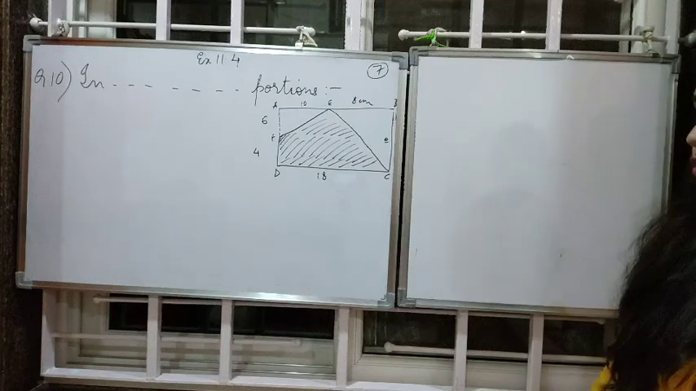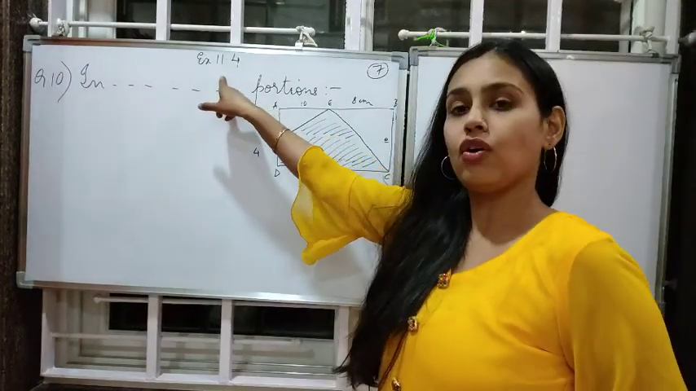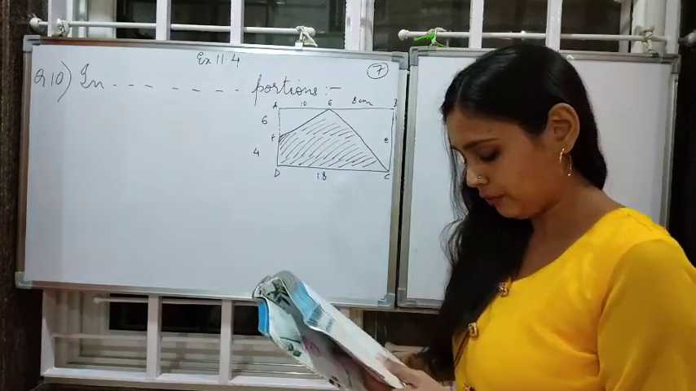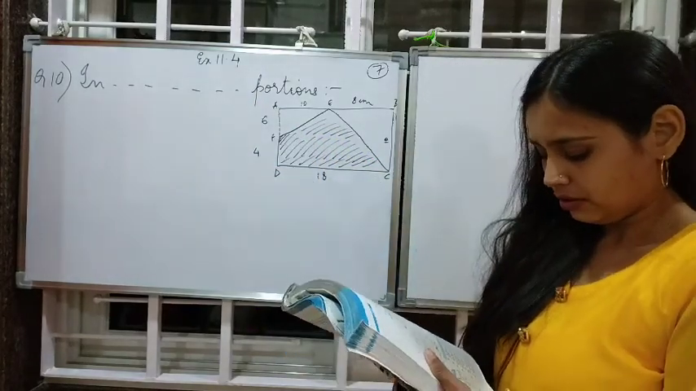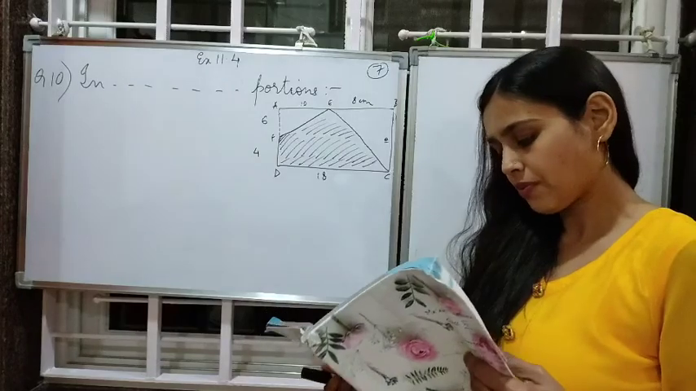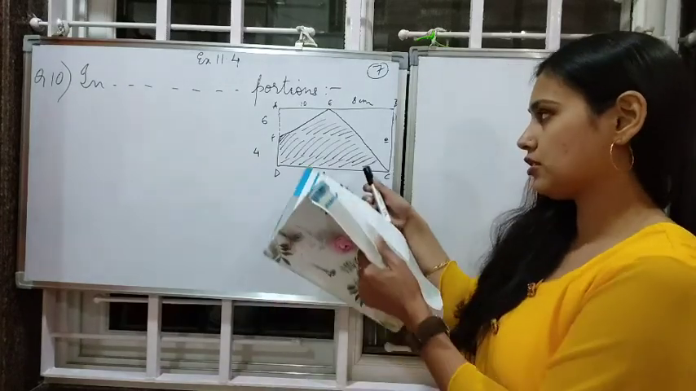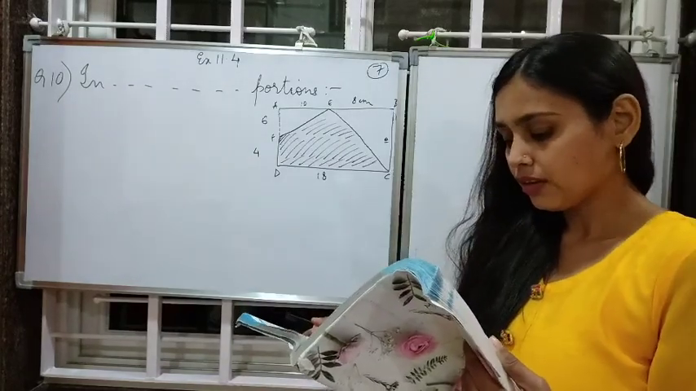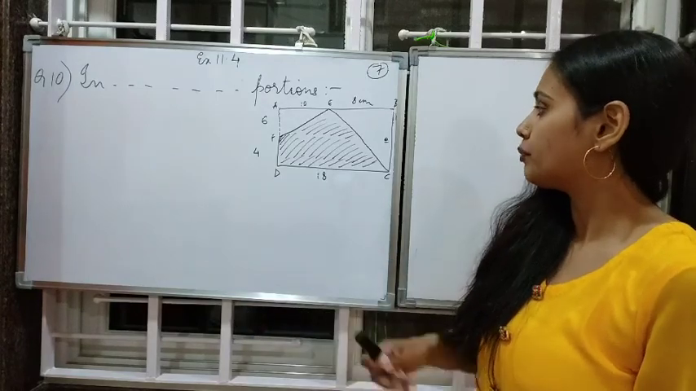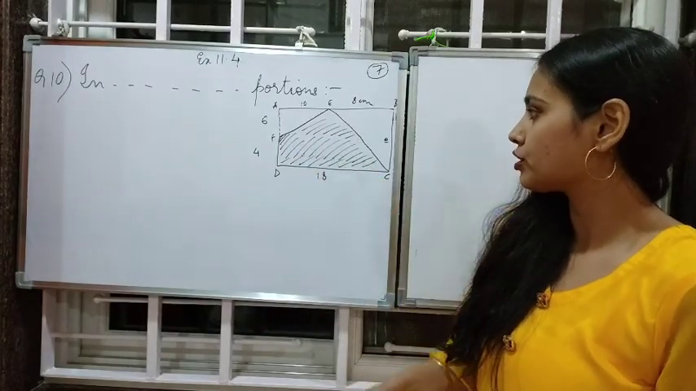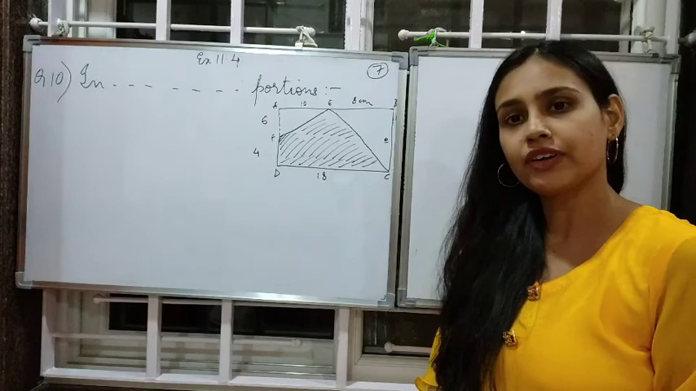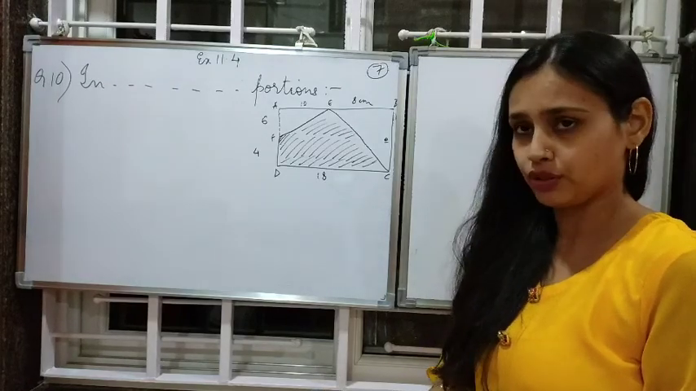Children, today we have to start question number 10 of exercise 11.4, where the question is, in the following figures, this is one of the figures, find the area of the shaded portion. So you can see the shaded portion here. Okay, so we have to find the area of that shaded portion.